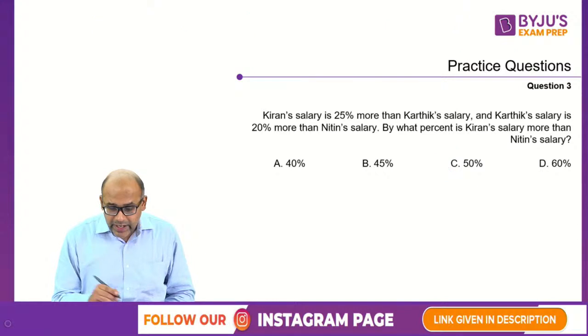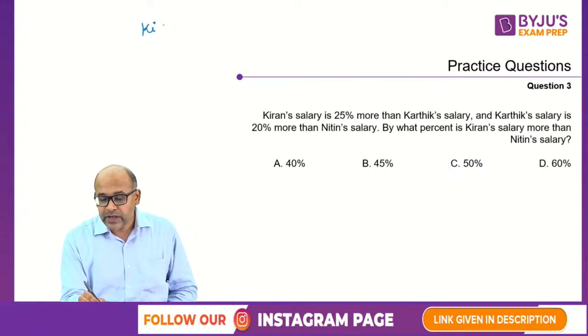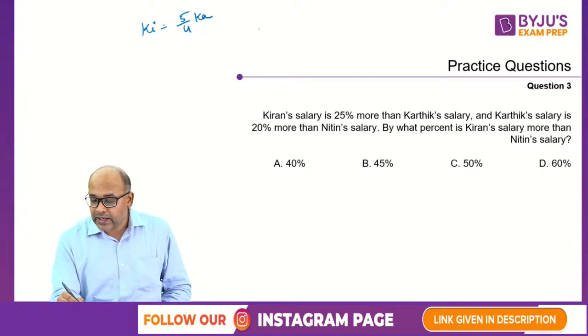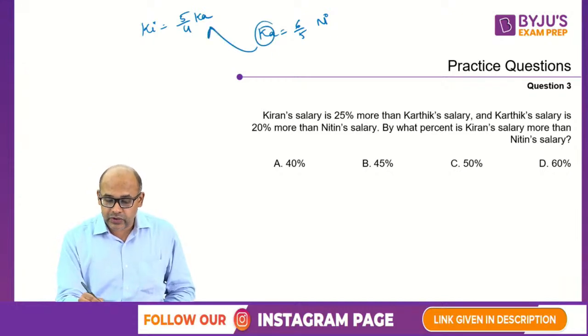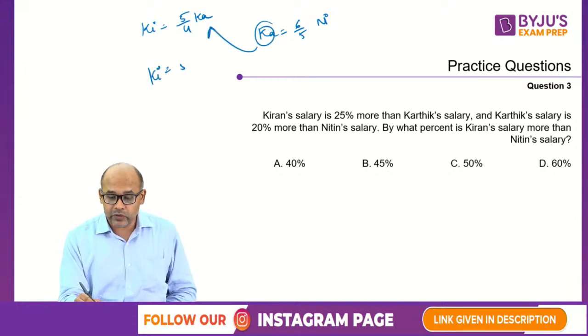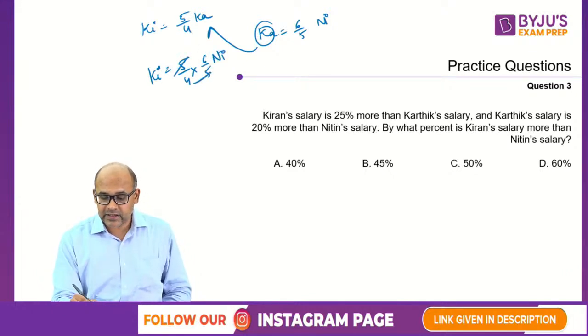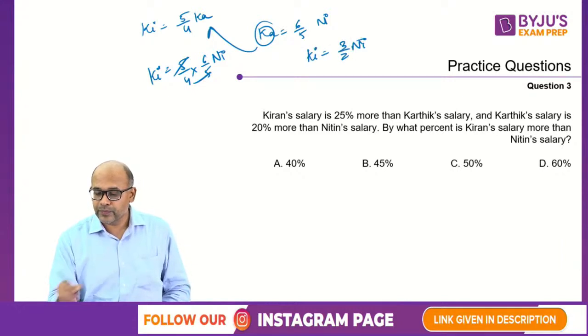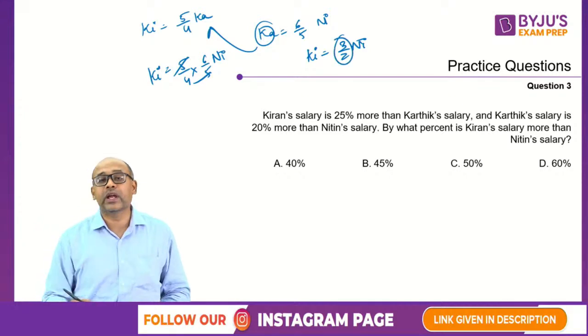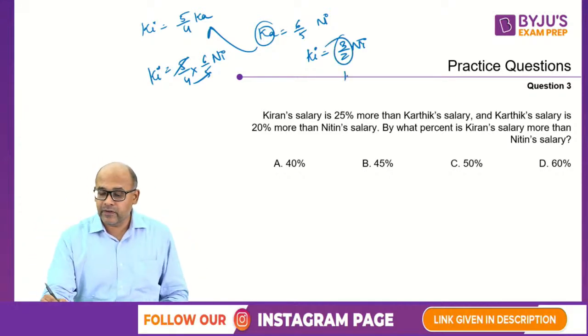Okay, so if you go ahead and look at it, we have Kiran is equal to 5 by 4 times of Karthik, and Karthik is equal to 6 by 5 times of Nitin. So write Karthik value here. So Kiran is equal to 5 by 4 times of 6 by 5 times of Nitin. So 5 and 5 gets cancelled. So Kiran is 3 by 2 times of Nitin. So what is 3 by 2 times? 3 by 2 times is 1.5.